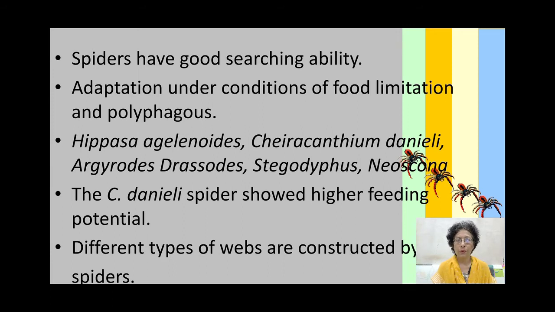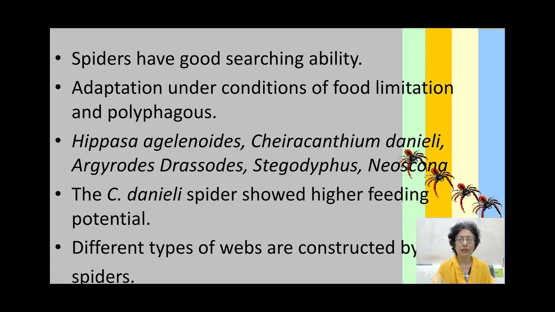Neoscona are nocturnal species and they feed on nocturnal insects. Carrhotus danieli spider shows higher feeding potential. Different types of webs are constructed by spiders. Orb webs, common sheet webs, and tangled or irregular webs are very commonly constructed by spiders, in which a large number of insects get trapped.